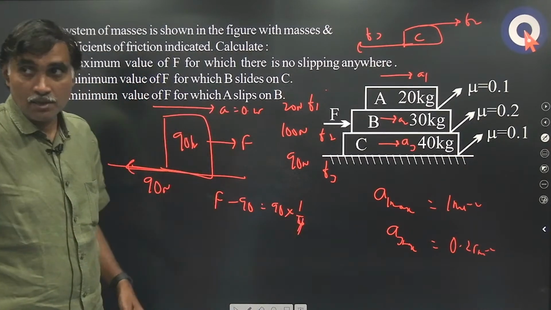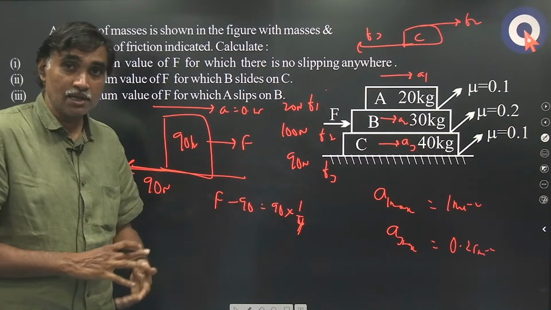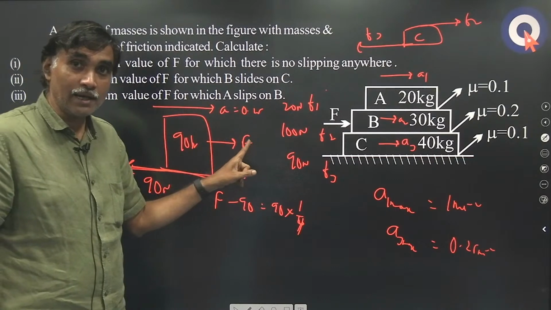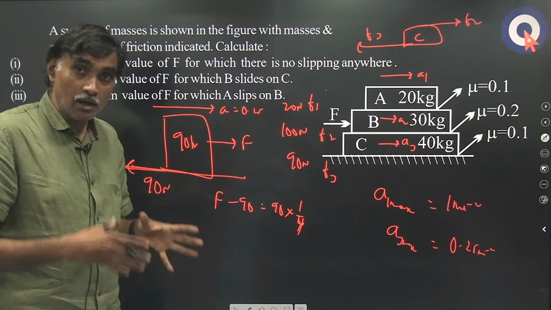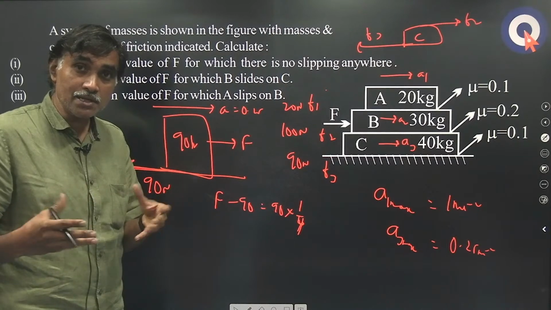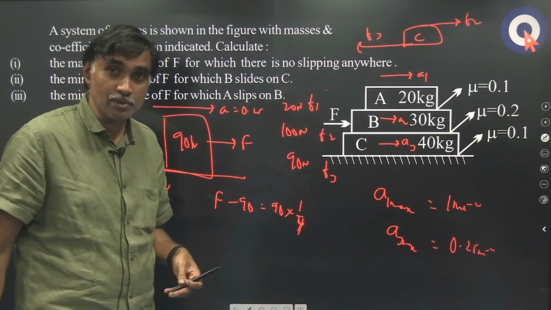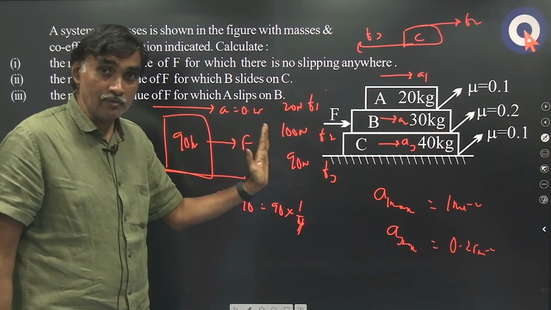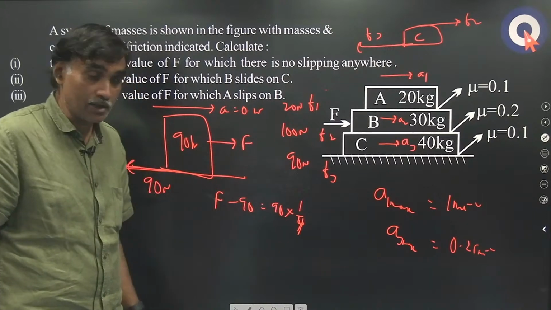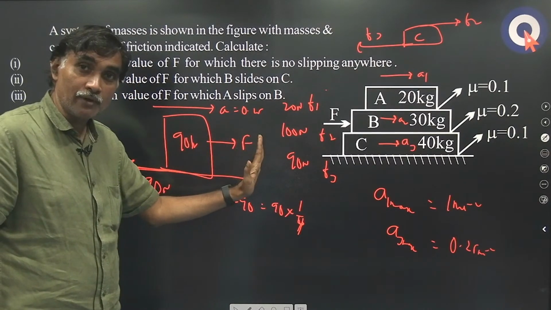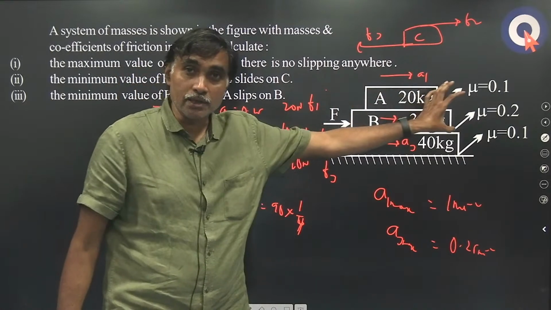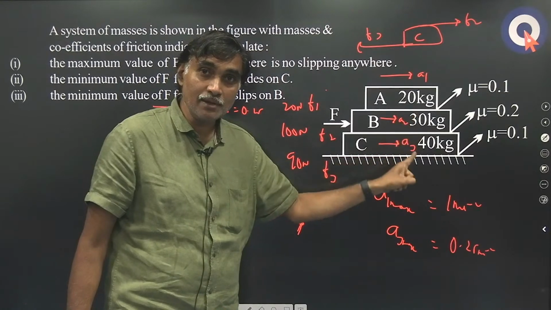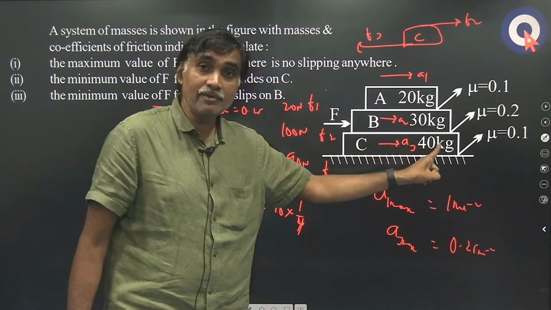90 by 4 is 22.5, plus 90, that is 112.5. So as F is between 90 Newton and 112.5 Newton, all the three blocks are moving together with an acceleration ranging from 0 to 0.25 meters per second square. Once it becomes 112.5 Newton, all the three are still moving together with an acceleration of 0.25 meters per second square. For any force greater than 112.5, these two will move together from then onwards, but this is not moving along with B. So there is slipping between B and C, but the acceleration of C will remain constant afterwards.